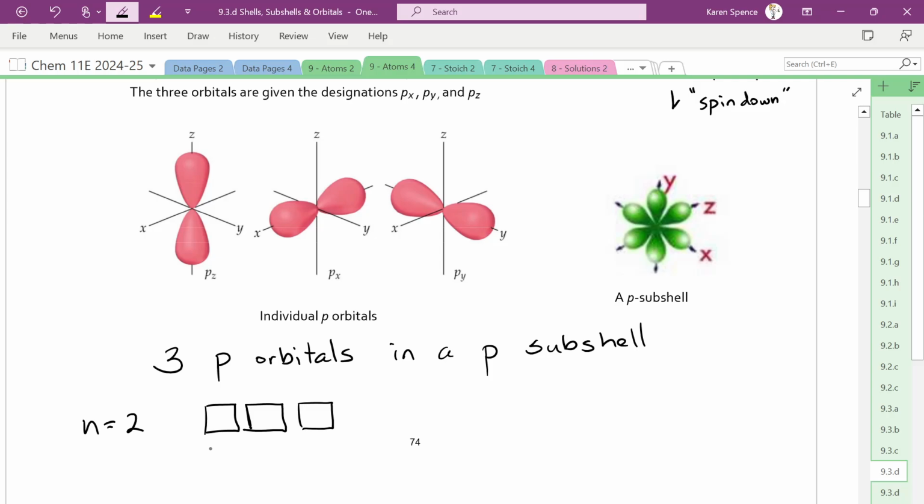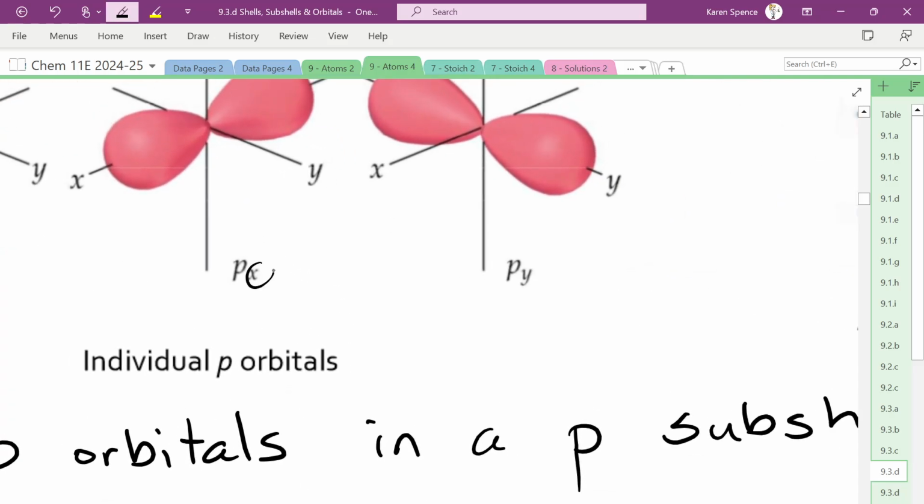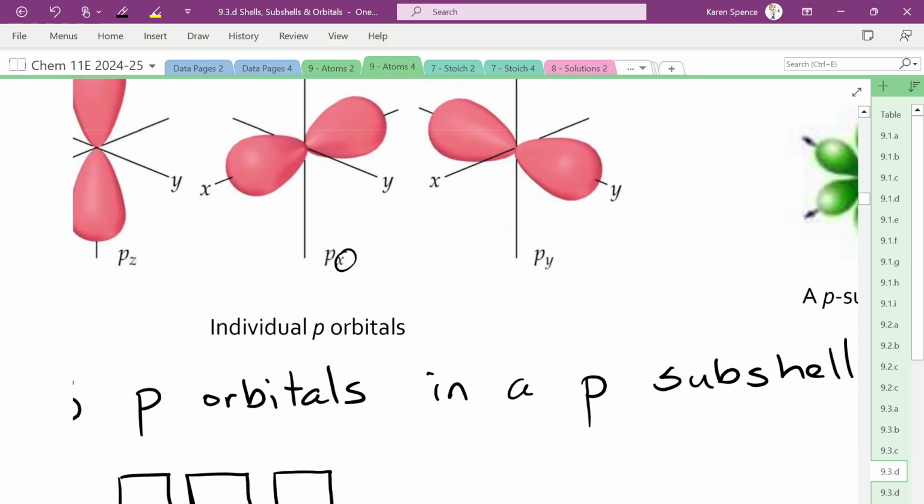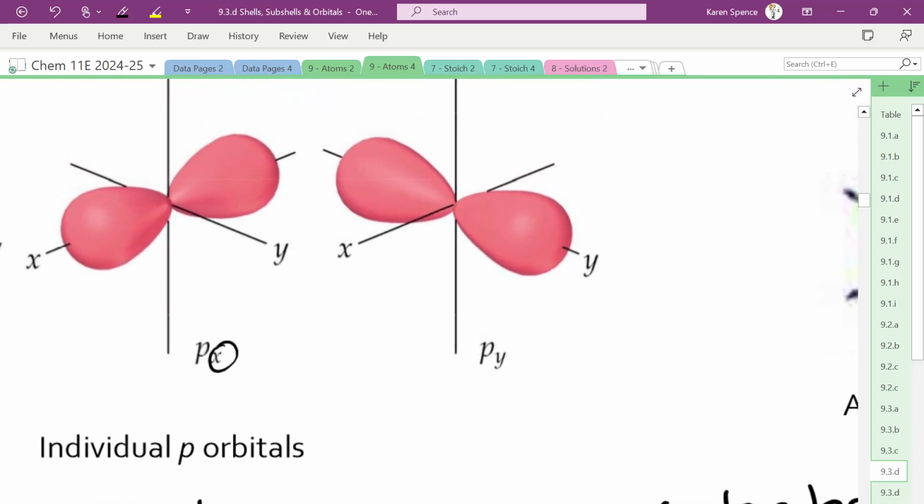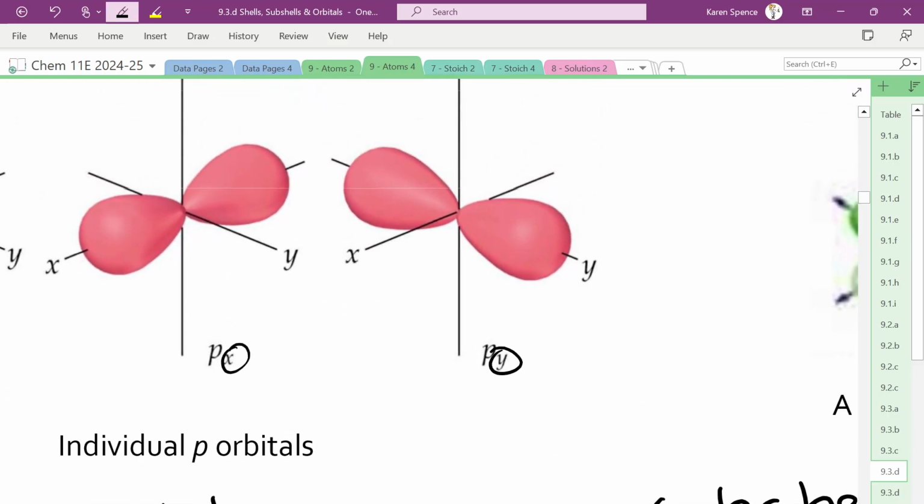This is a 2p facing in the x direction. It goes along the x-axis. 2px. We have a second one that goes in a different direction. It's the 2py. It goes along the y-axis. So those are perpendicular to one another. Okay, one's going this way, one's going that way.